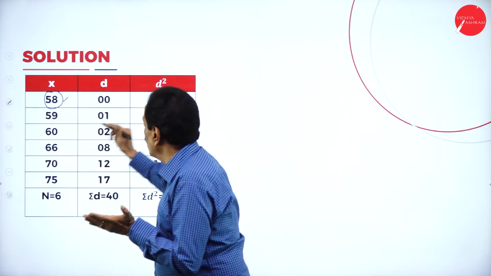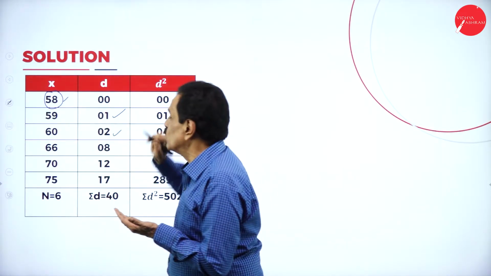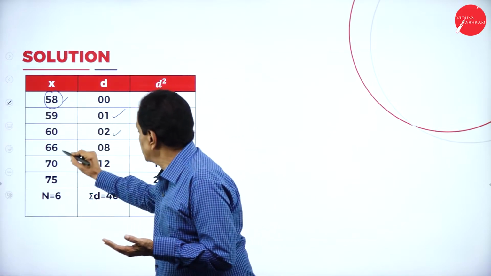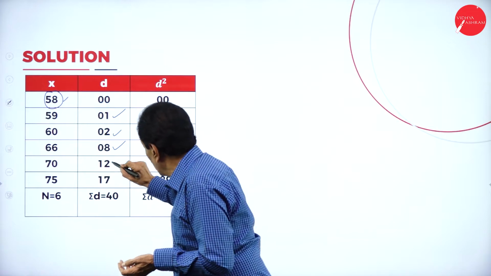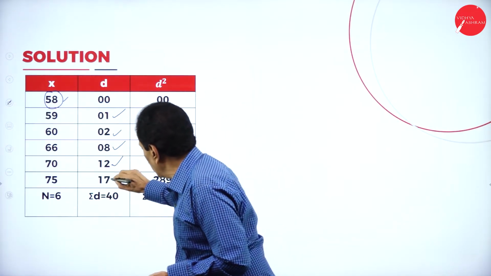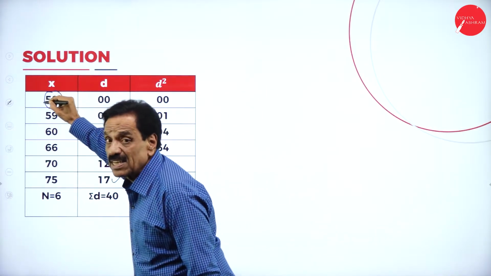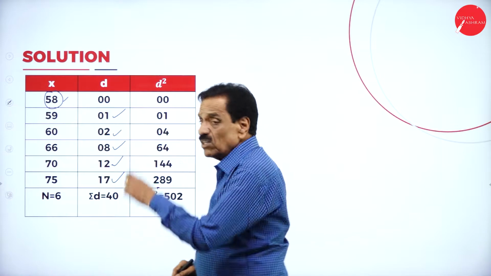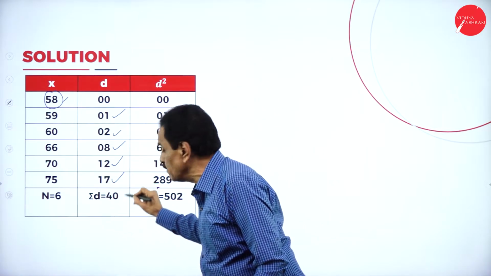Then how much more? 1 more from 58. 60 means how much more? 2 more from 58. 66, how much more? 8 more. 70, how much more? 12 more. Then 75, how much more? 17 more. Which is the base? 58 is the standard we say. From that, you are taking them one by one. So totally, the summation sigma d will come to how much?